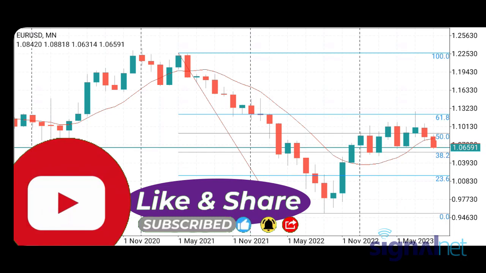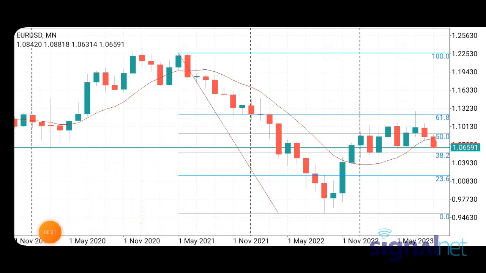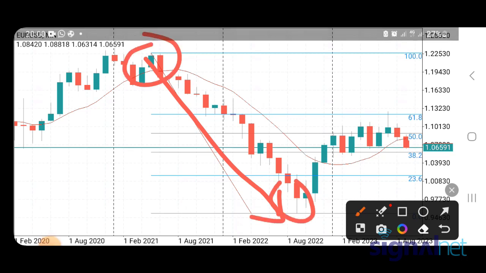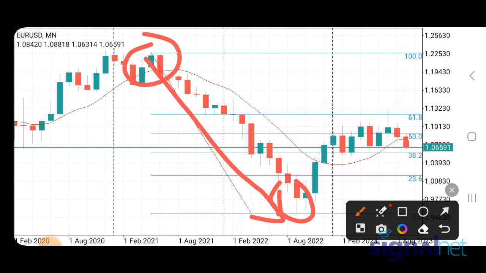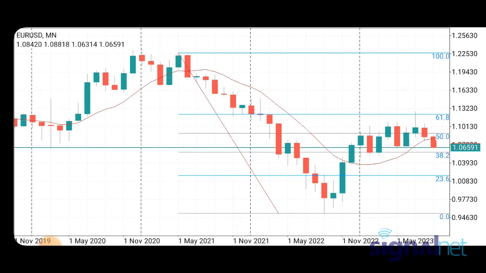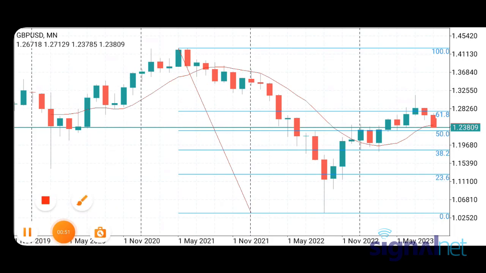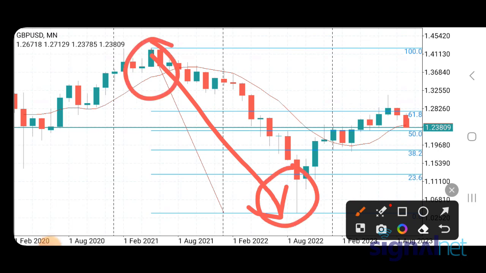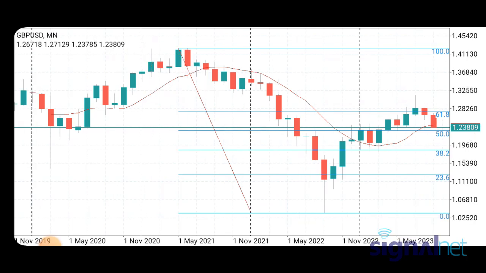I've been talking about it for a while. I already drew my Fibonacci on the chart, from this high to this low, up here to down here. I also did the same thing on Pound USD, from the high to the low there. If you don't know how to draw Fibonacci, I'll probably create another video for that purpose. Let's get right into the key focus of today.